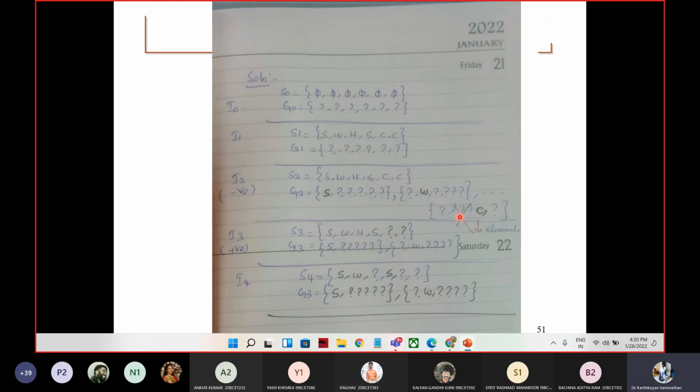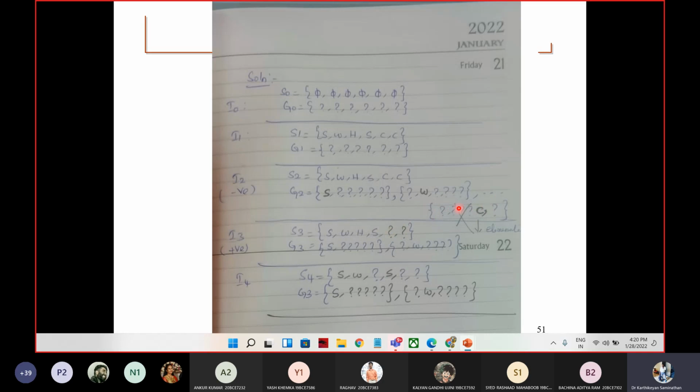Now you can compare here this G2 versus S3. What G2 says, the fourth one will be cool. This is the more specific one, but this is the general one. But S3 says both become your gender-specific general one. So this is your specific, this is your general. So here a contradiction happens.